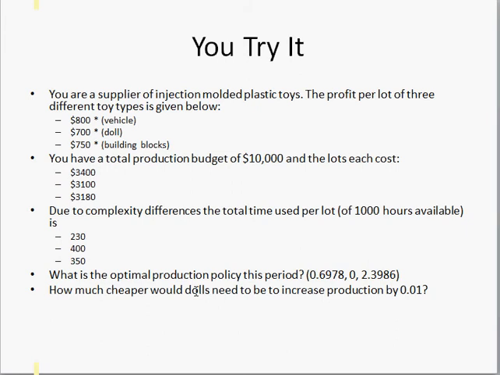So we have, for example, the vehicles use $3,400 of production per lot and 230 hours. So they are the most expensive, but the least complicated. So given these 2 constraints and that objective to maximize profit, find the optimal solution using Excel. So pause the video and give it a shot.